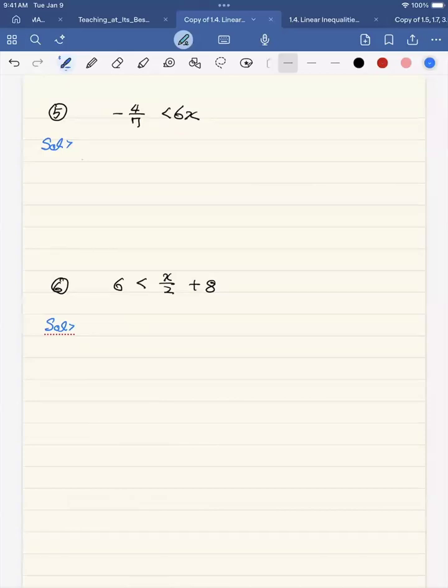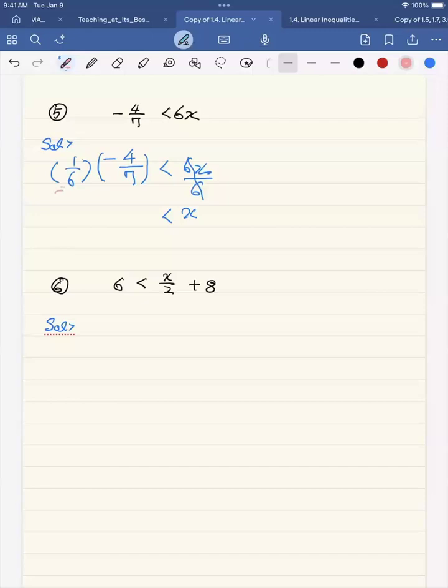In the next problem, we want to work out the inequality -4/7 less than 6x. We don't have to worry about whether we have to switch the sign or not, because 6 is a positive number. So we divide by 6. That means we multiply by 1/6. So that is x on the right side.